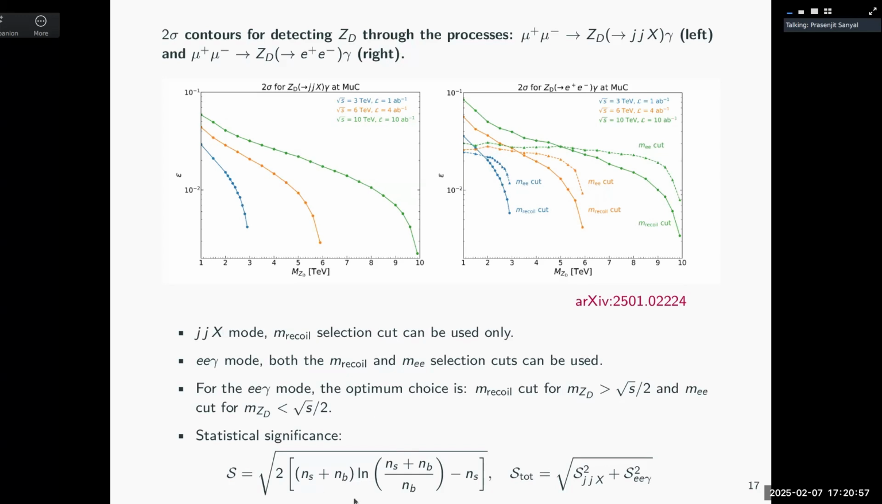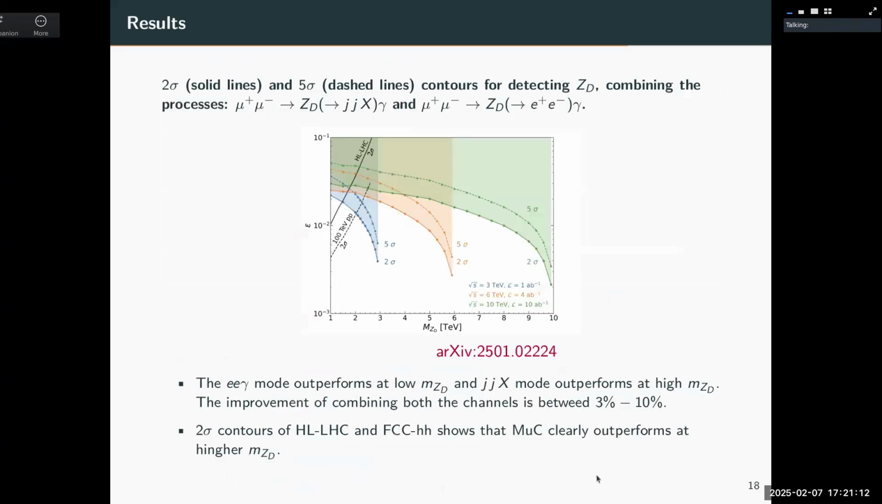Statistical significances are computed for each channel through this standard formula, and these two channels are combined using this statistical significance formula. Okay, so this is the final result. We have shown the 2 sigma contours as solid lines and the 5 sigma contours as dashed lines for detecting the dark Z after combining the inclusive dijet and the E gamma mode.